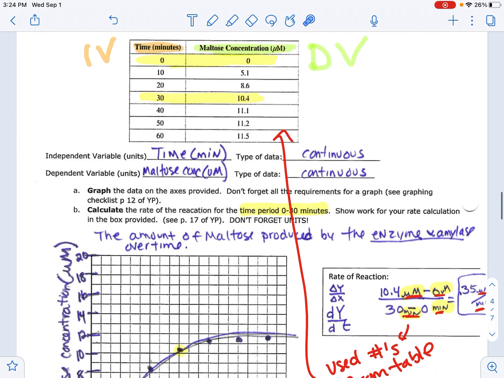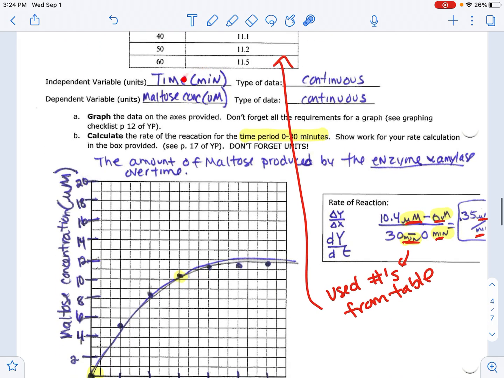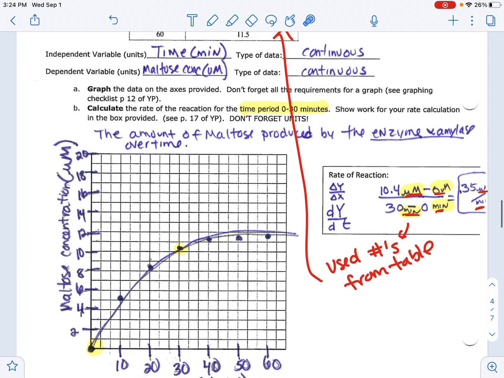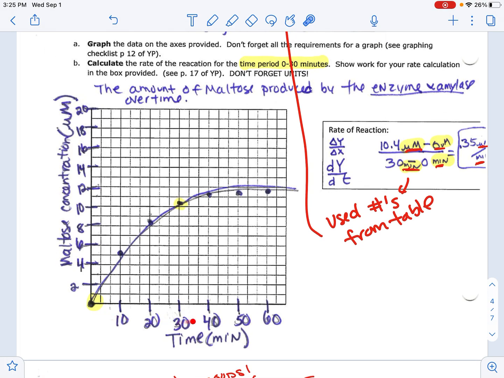All right, so graphing here. Again, units. They were both continuous. Okay, both independent and dependent were continuous. So you should have done a line graph here. All right. Again, you might have had different increments here, but as long as they're all the same, mine go by tens and whatever, these go by twos.